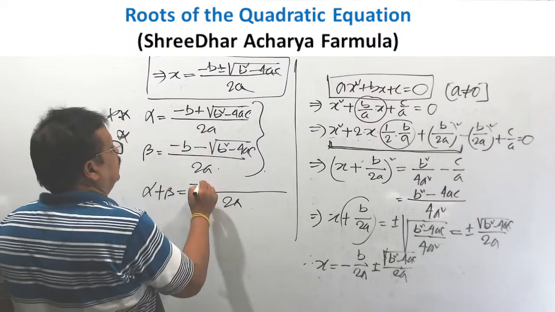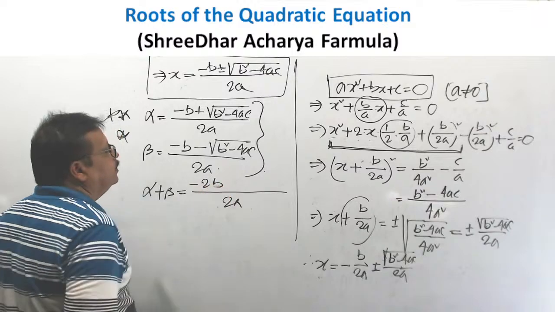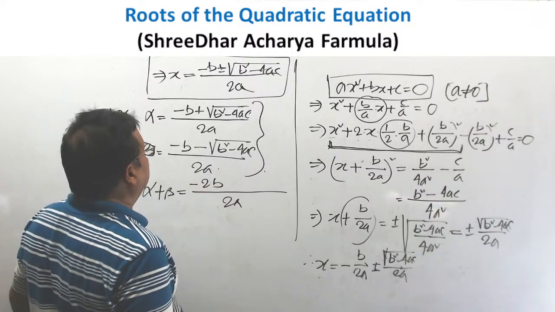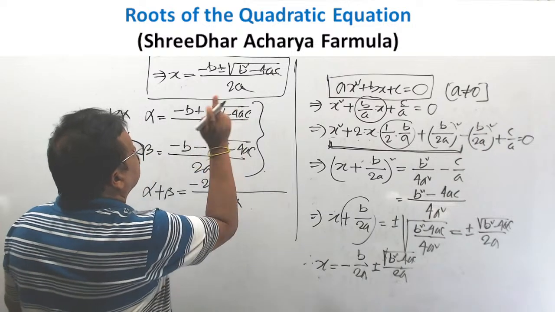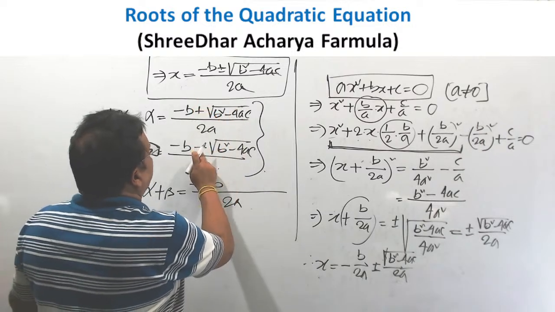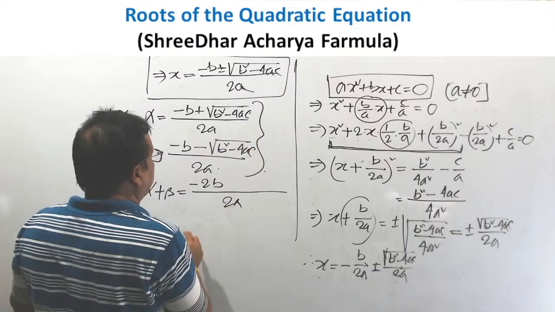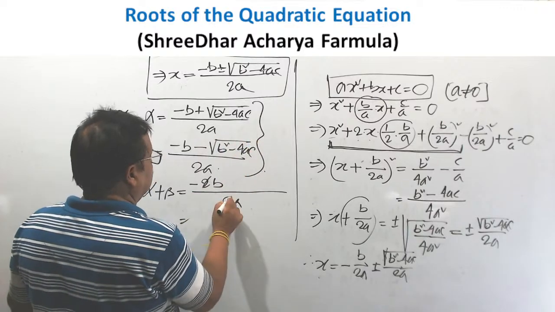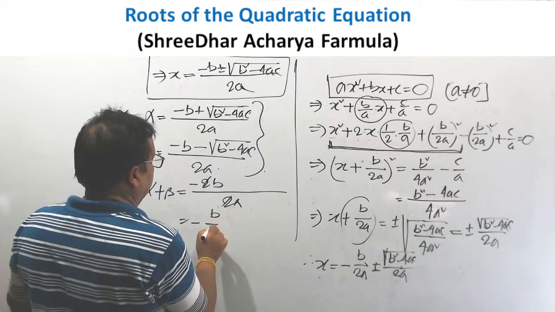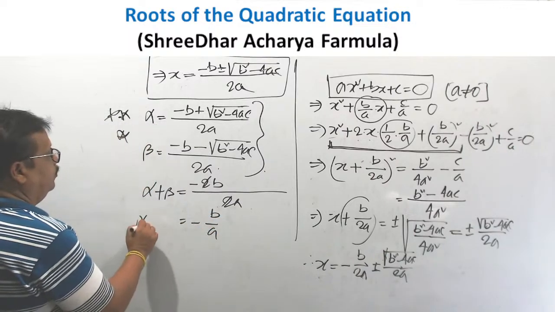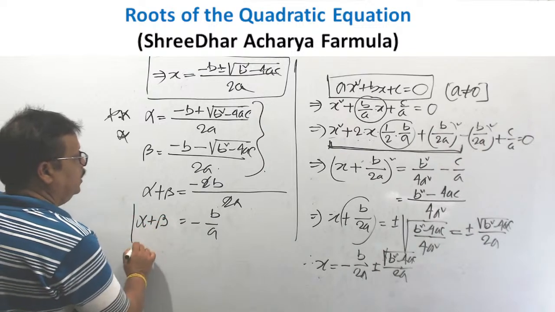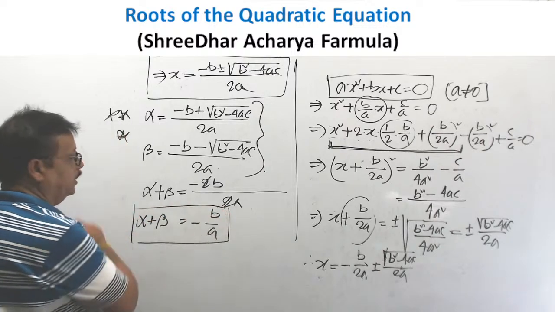Minus 2b. Okay, minus 2b plus root over b square minus 4ac, and minus root of b will be cancelled. That is, you are getting what? 2 cancel, minus b by a. That is the sum of the roots. Sum of the roots, you are getting minus b by a.